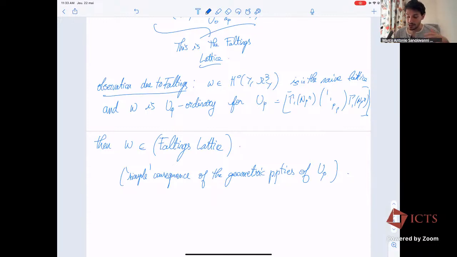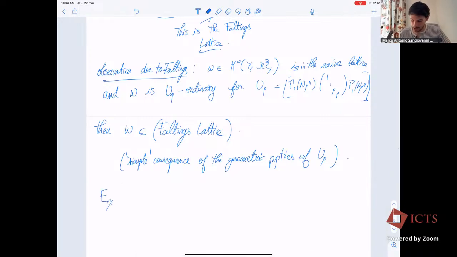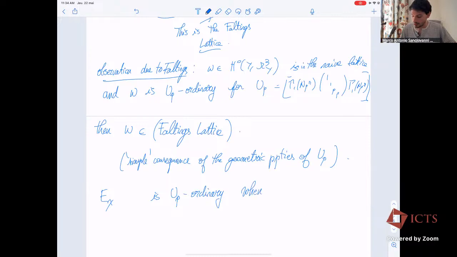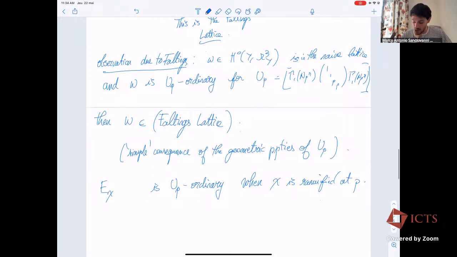Okay, so now we have identified what the natural integral structure on coherent cohomology is. And when we have something that is ordinary, we know automatically that it lies in this Faltings lattice. And E chi, for the definition I gave you before, is UP-ordinary when chi is ramified at P. Okay, so we are in precisely the condition where we know that our E chi lies in the Faltings lattice, and now we just want to build a map.